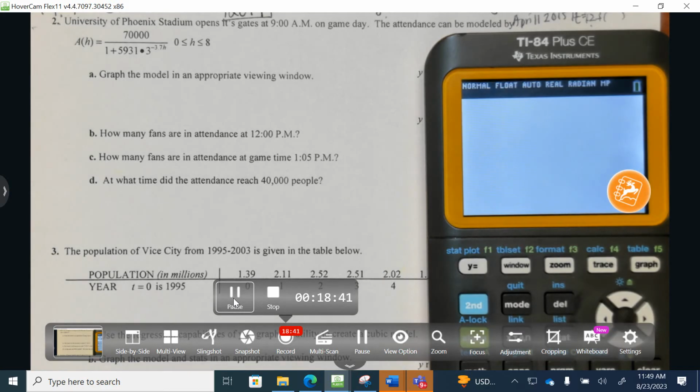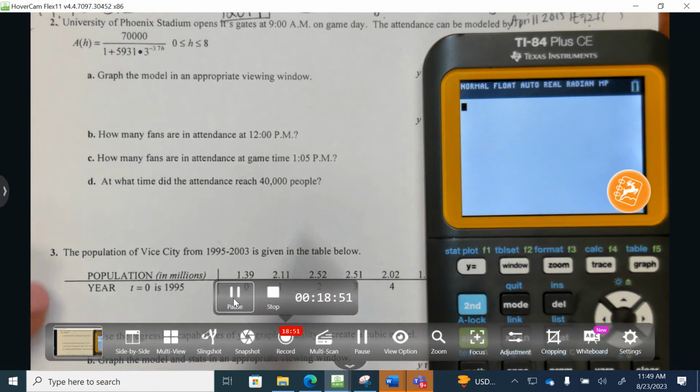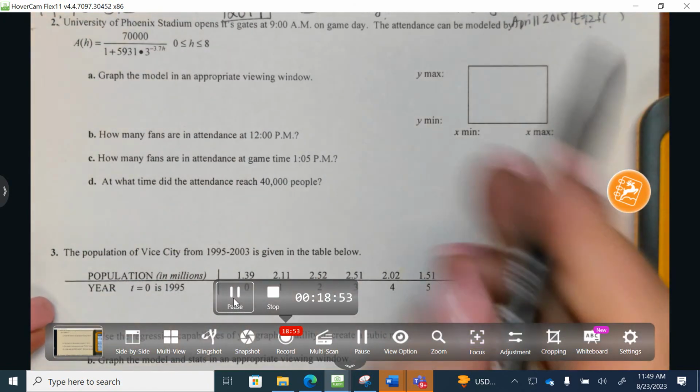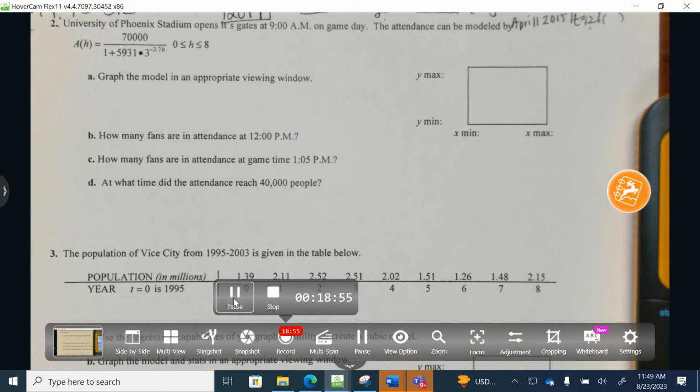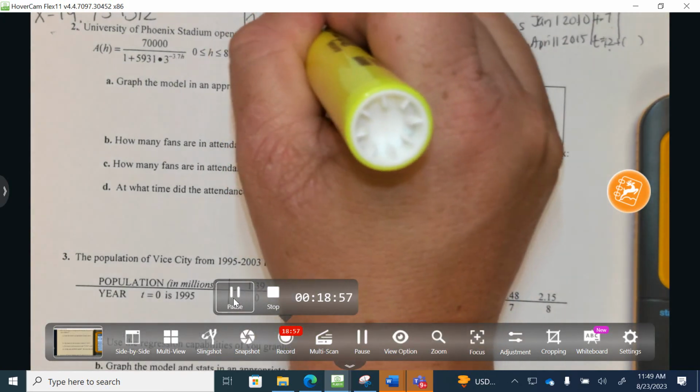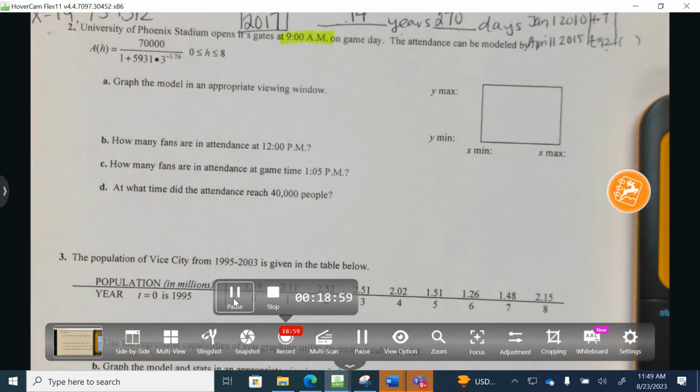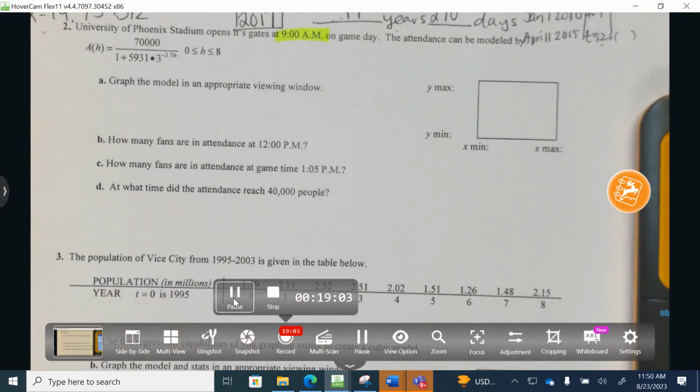How we type this into the calculator matters. University of Phoenix Stadium, now known as, isn't it called State Farm Stadium? It opens the gates at 9 a.m. So there's going to be an event there that day. Let's highlight what happens. At 9 a.m., the gates open. The attendance within the stadium can be modeled by this following equation.